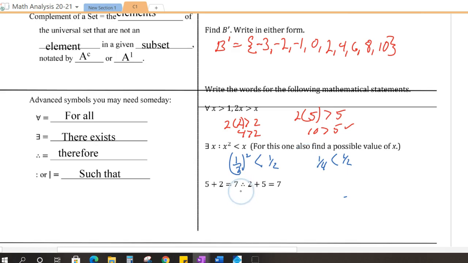And the next one is such that. So 5 plus 2 is equal to 7, such that 2 plus 5 is equal to 7. We know this property as the commutative law of addition. So 5 plus 2 and 2 plus 5 mean the same thing, commutative law of addition.